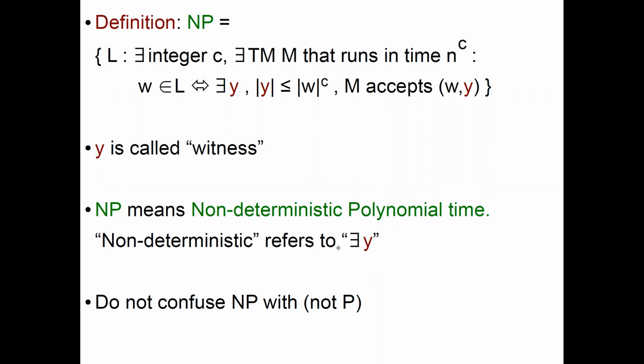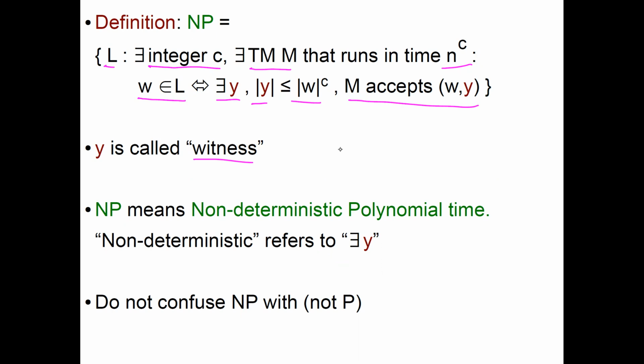We're going to define NP in the following way. A language is in NP if you can find an integer c and a Turing machine M which runs in time n to the c, so it's polynomial in the input length, such that a string w is in L if and only if there exists a y called a witness whose length is polynomial in the input length. So the length of y is at most length of w to the c, and M accepts w y.